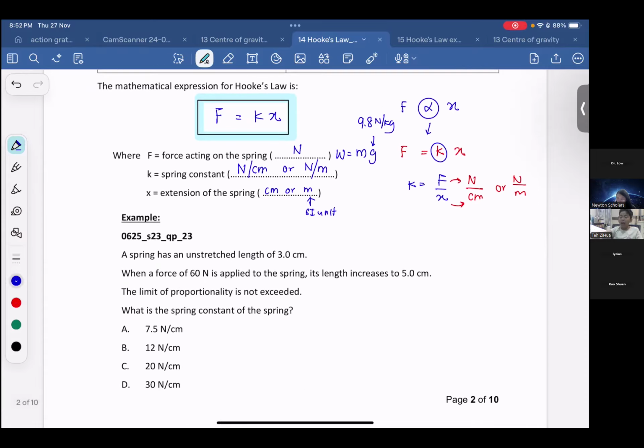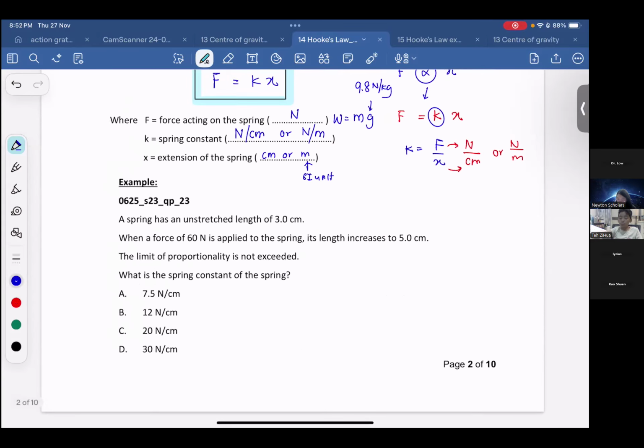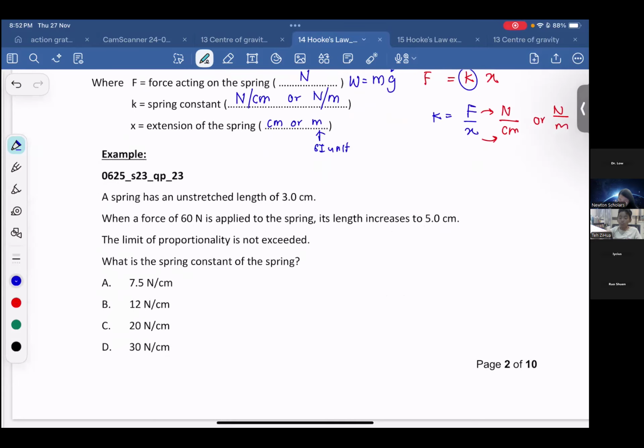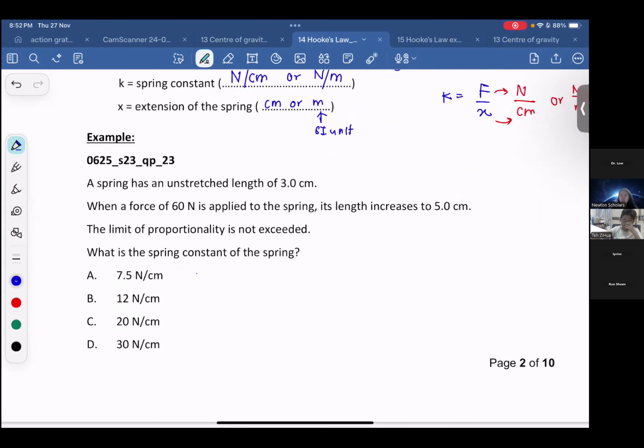Boys and girls, look at here, example pass here. A spring has an unstretched length. Unstretched means the original length. So this is the original length. When a force of 60 Newton is applied, this is the force, the length increases to 5 cm. So this is your new length. The limit of proportionality is not exceeded.